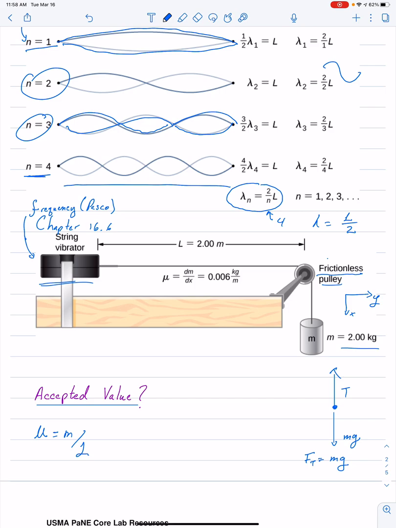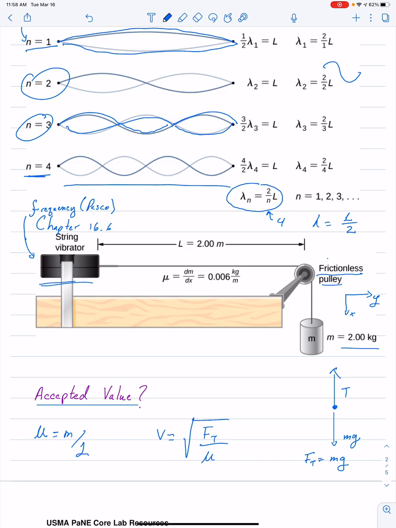And that will help you determine the speed at which the wave travels down the string. And the speed at which the wave travels down the string is this famous equation that we've seen here, where it's the square root of the force of tension over linear density. Okay?